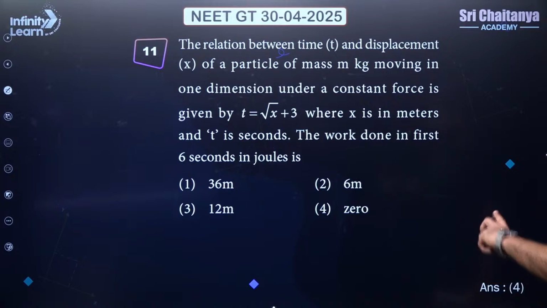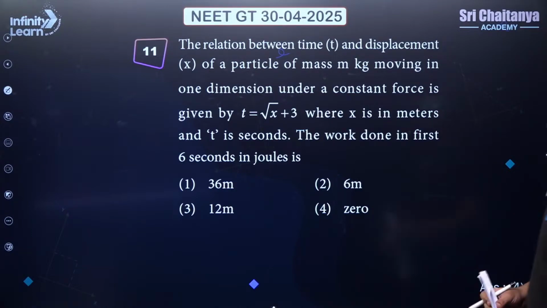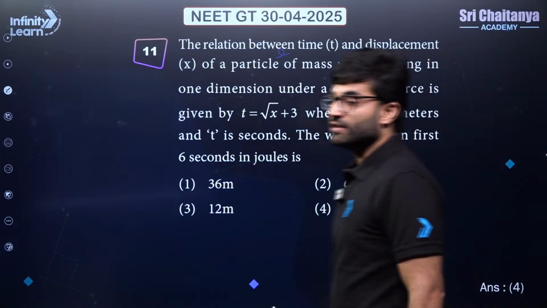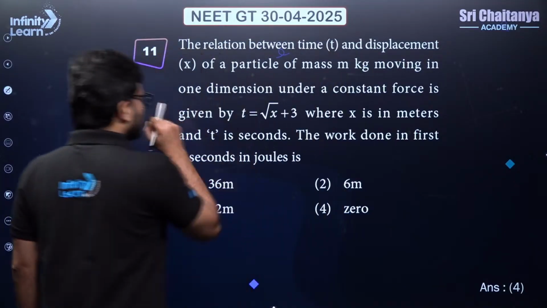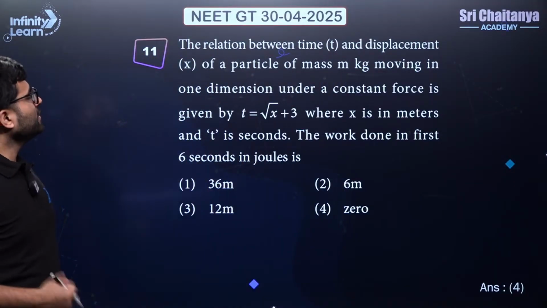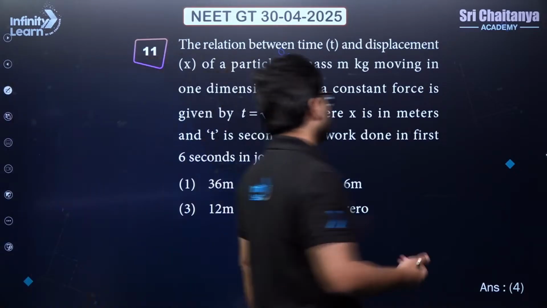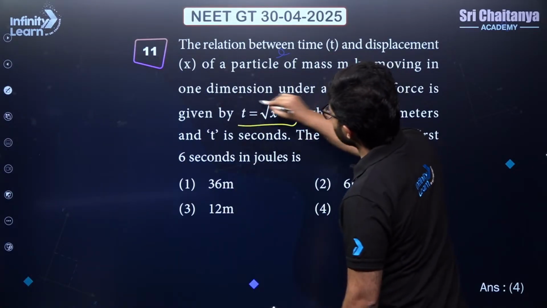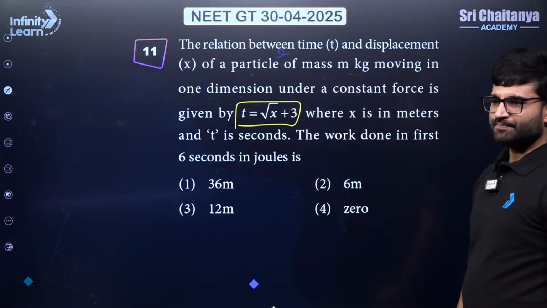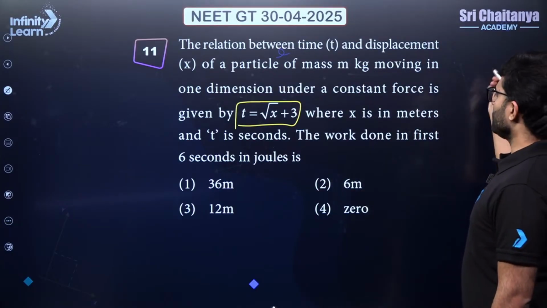Let's move to the next question. The relation between T and displacement of a particle. This is a good question actually, relatively better. The relation between T and displacement x of a particle of mass m kg is given by this relation. So they have given you the relation between time and the displacement, which is T is equal to root x plus 3.